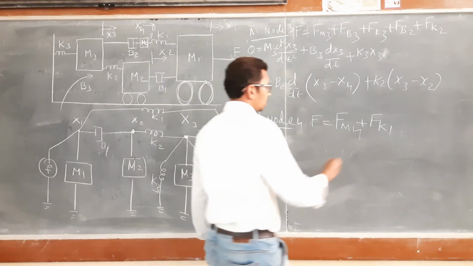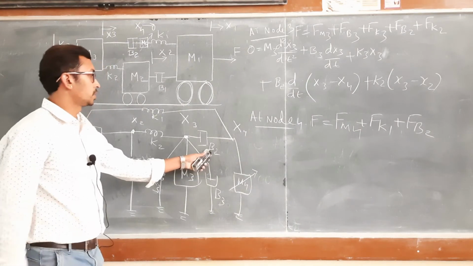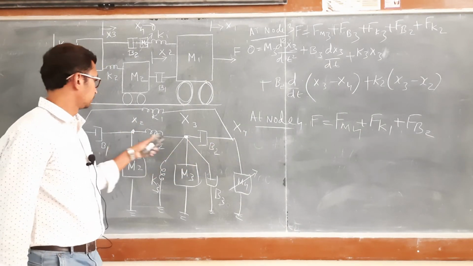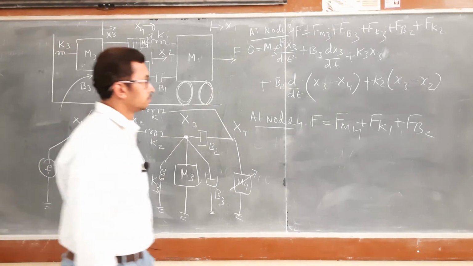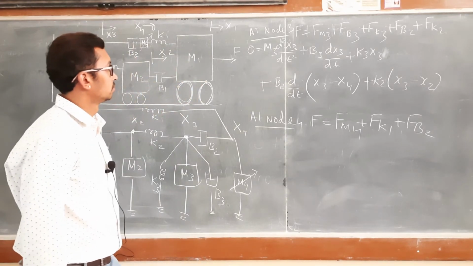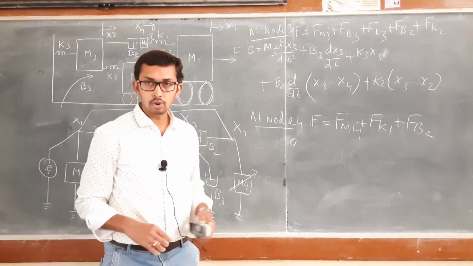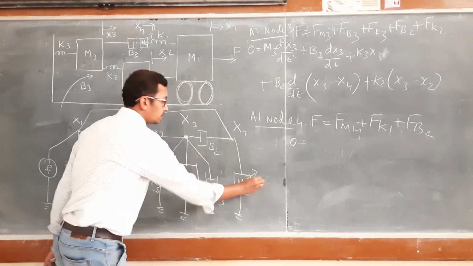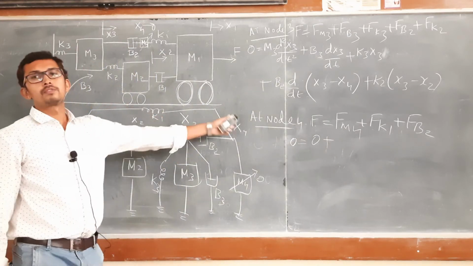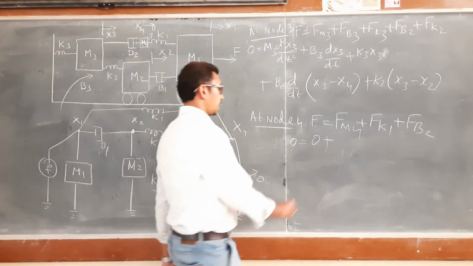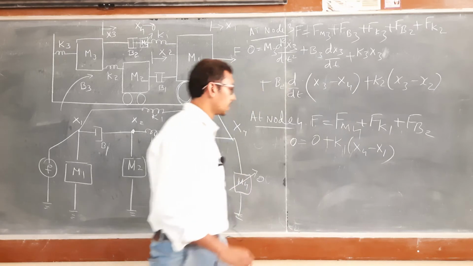And we have B2, F of B2. So this B2 is between node number 4 and node number 3. Is it right? Okay. Right, fine. So the applied force, here we don't have any applied force, therefore it will be 0. So M4 d square x4 by dt square is equal to 0. What is K1? K1 is between node number 4 and node number 1. So this can be written as K1 (x4 minus x1).